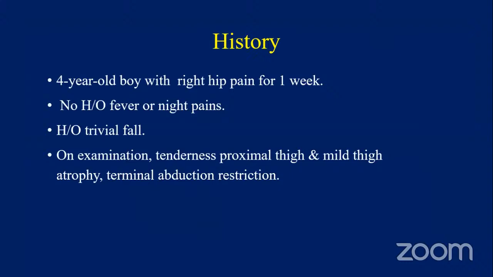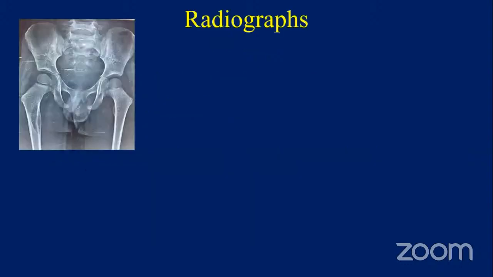So we had a 4-year-old boy with right hip pain for 1 week, and there is no history of fever or night pains, but history of trivial fall. On examination, we found tenderness at proximal thigh and mild thigh atrophy, and there is a terminal abduction restriction on the right here. So this was the initial radiograph.